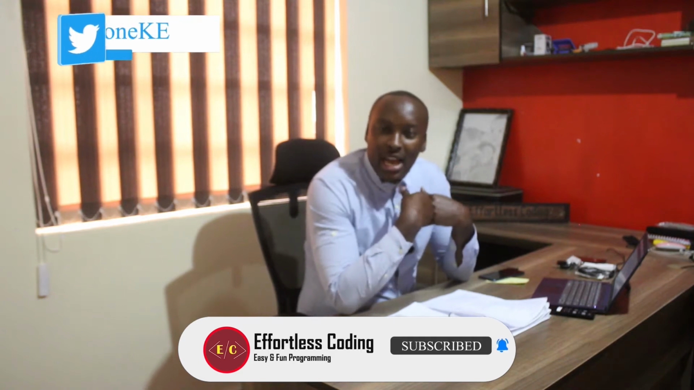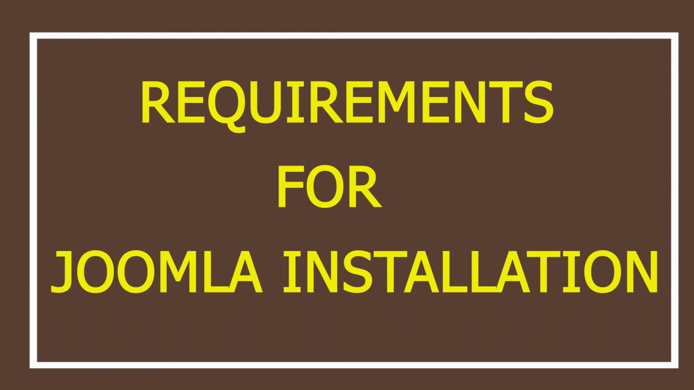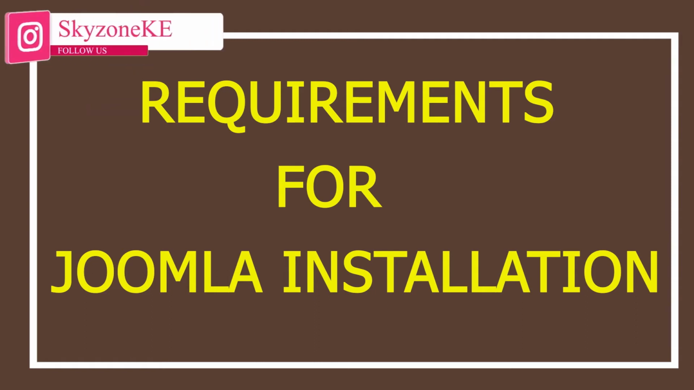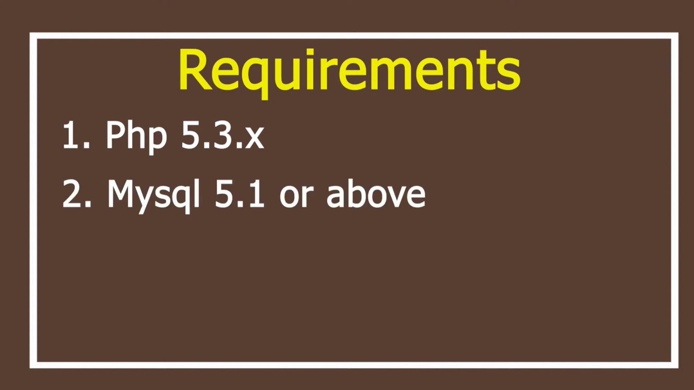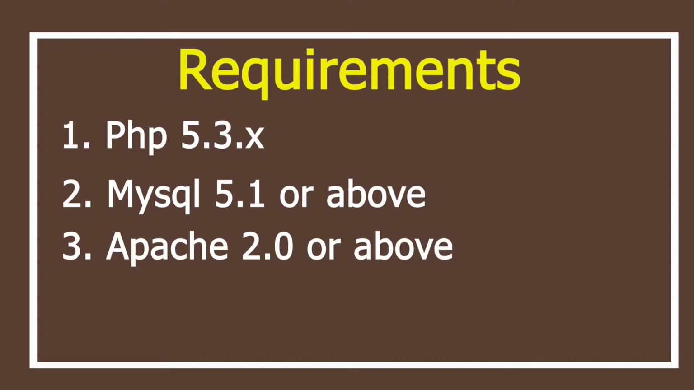So today in this particular episode, we're going to talk about the requirements that you need for you to install Joomla. The first one is you will need PHP 5.3.x. X means anything, as long as it's 5.3.0, 5.3.1, and so on. So when I say PHP 5.3.x, it means anything from 5.3.0 and above. The second requirement we need is MySQL 5.1 or above. We also need Apache 2.0 or above.